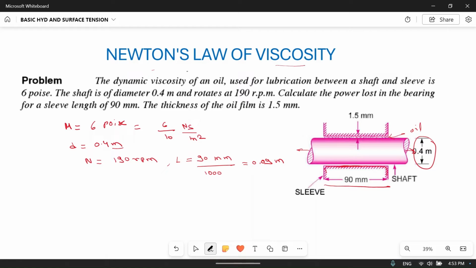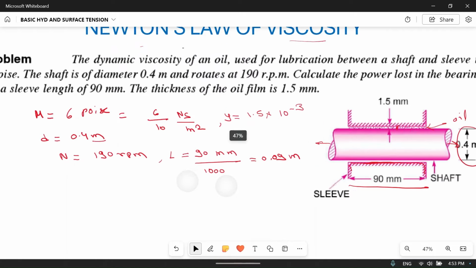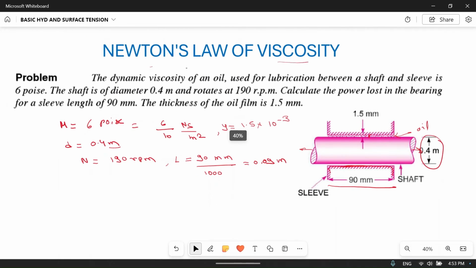The thickness of oil film is 1.5 mm. So this thickness is already given, 1.5 mm. Suppose this is y, so y is equal to 1.5 into 10 to the power minus 3 meter. Okay, so we have all these values.